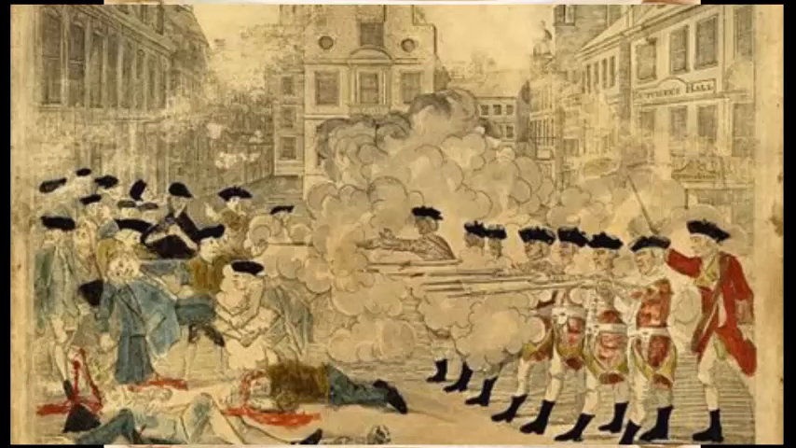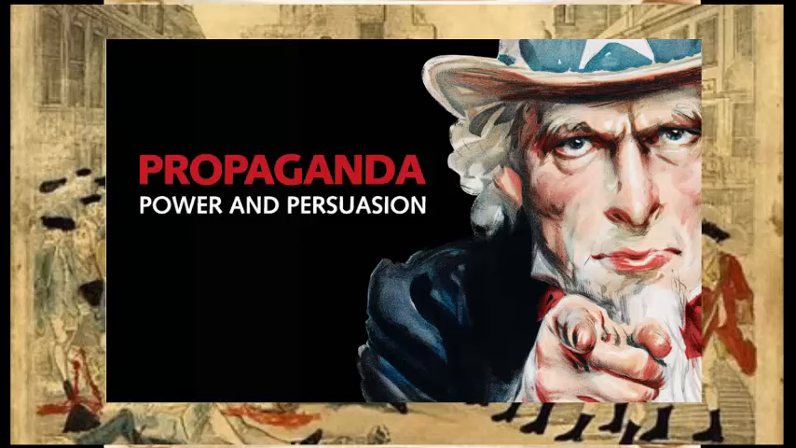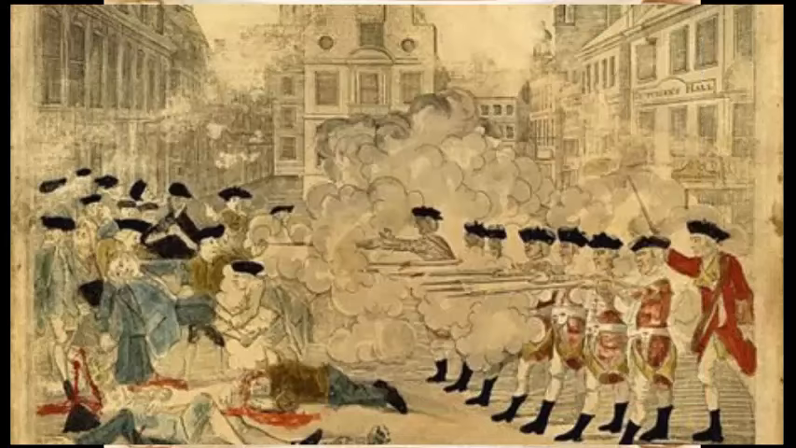This picture here was a famous etching done by Paul Revere. You know Paul Revere. The British are coming. The British are coming. Well, this etching appeared all over the colonies in newspapers, and it was a huge propaganda event. Propaganda is information, sometimes accurate, but usually not. And this really made people angry.